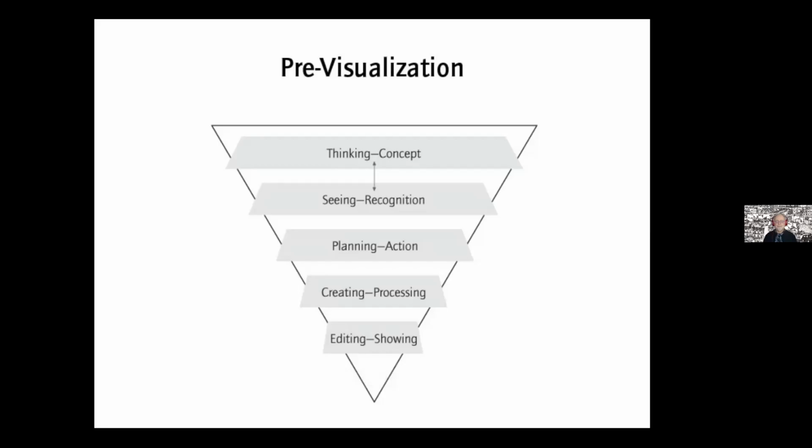This diagram indicates for me something of the theoretical process that I go through in terms of creating photos, particularly monochromatic photos. So perhaps I have a concept and then I see it and recognize it and I see whether this might work and I go back and rethink it and perhaps I have to plan it. Maybe I need the moon in a certain place or clouds in a certain place. And so I make the action, and then the creating and processing is down the triangle.